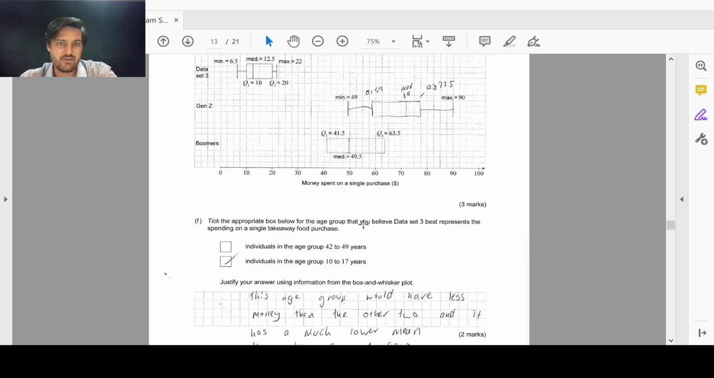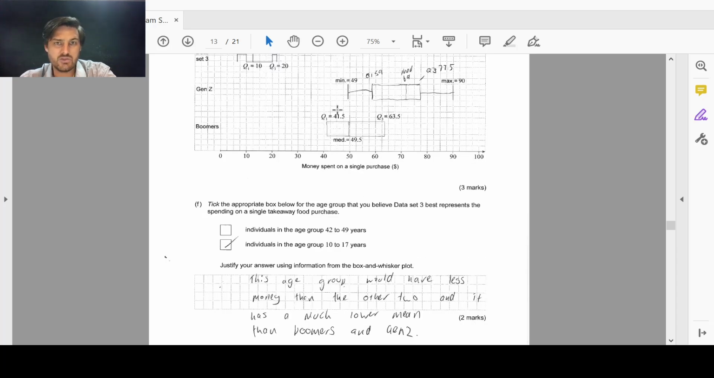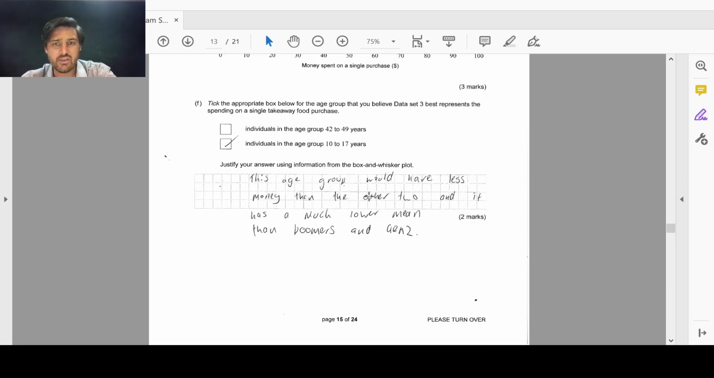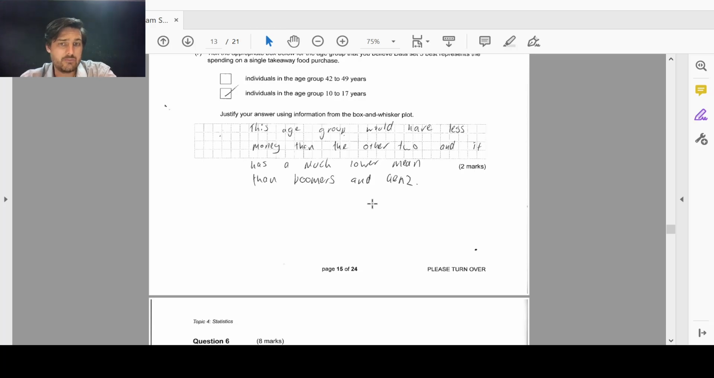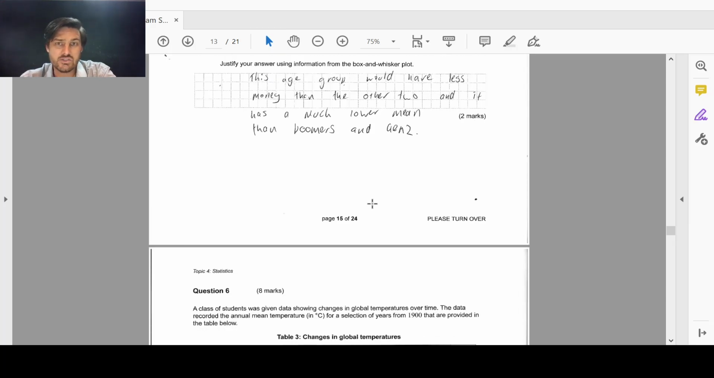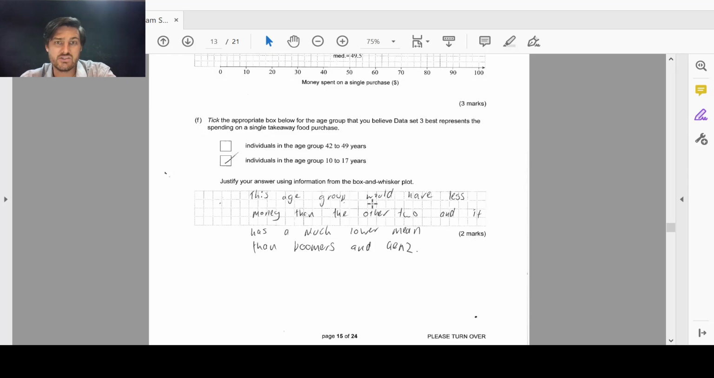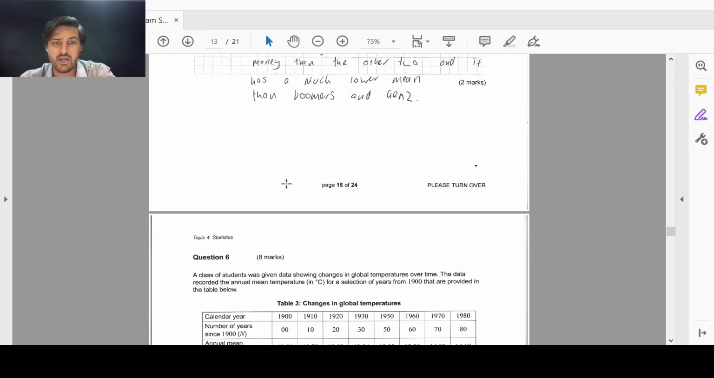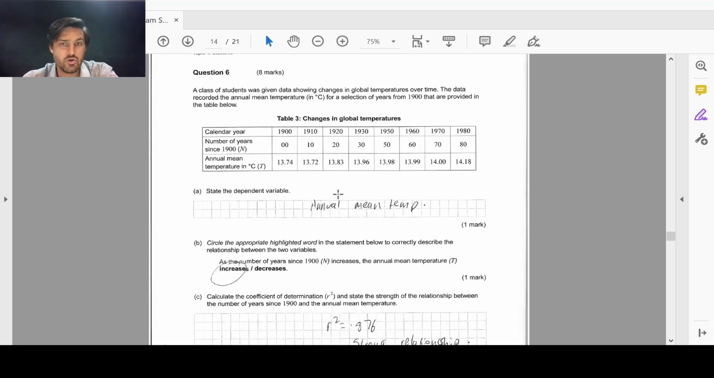I think we can say that it's more likely to be people in this age group because people in this age group aren't going to have a lot of disposable income compared to these people here. So that makes sense in relation to what their median spend is and also their maximum spend. That's just how I would justify it. You can have your own thoughts as long as you can justify that with statistics from here and some common sense real world application. They're going to mark that question correct.